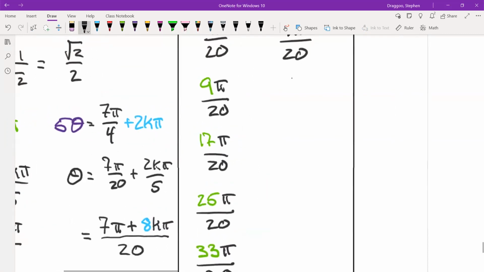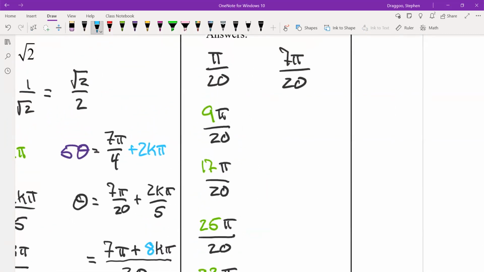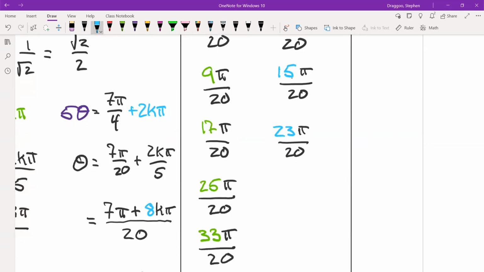All right, and now do the right side. Still counting by 8s, this time just starting from 7. I'll get 15 pi over 20. Add 8 again to get 23 pi over 20. Add 8 again to get 31 pi over 20.